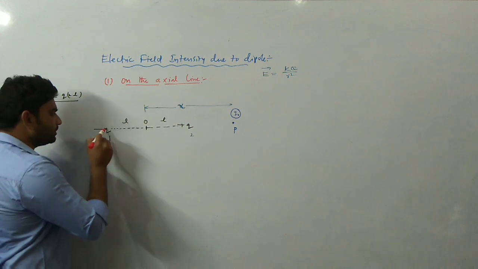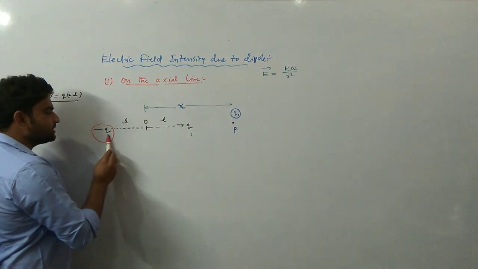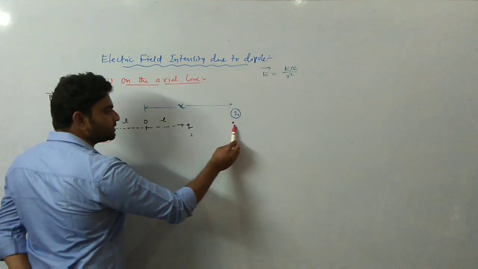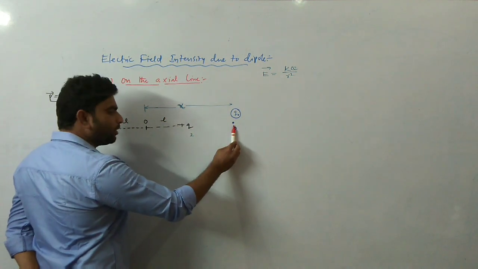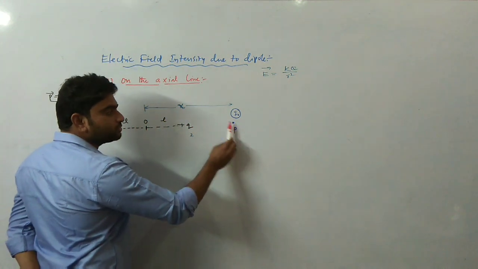So for example, say this is my negative charge. This negative charge is going to act on the test charge at this particular point P. As this is a negative charge, and as this is a positive charge, what happens?